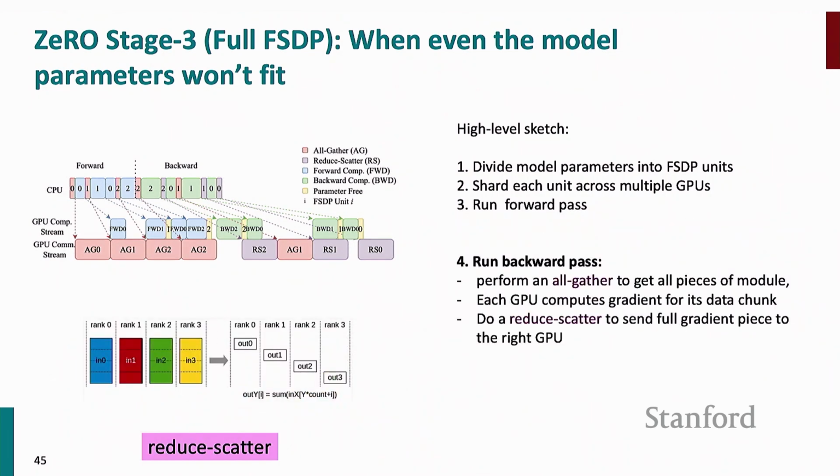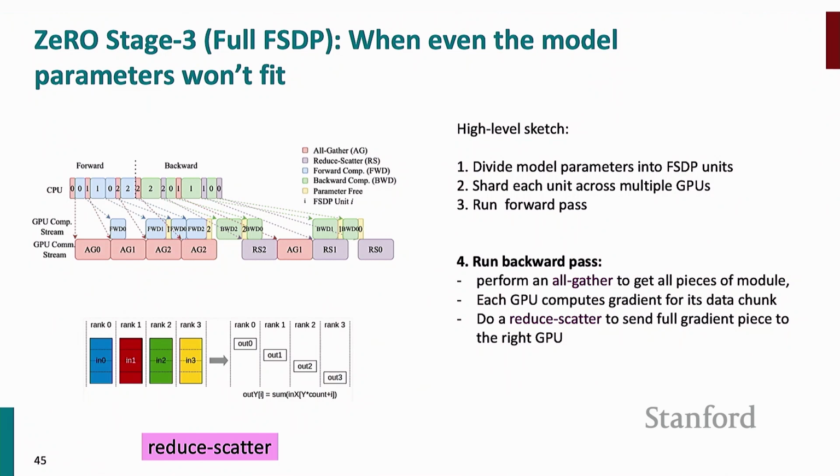And now you have to run your backward pass, right? So you computed your loss, and now you have to do a backward pass. Again, let's say you're back at layer 4, you have your upstream gradient, you don't have layer 4, so you need to do another all gather, so you get all the parameters of layer 4. And then you run a backward pass for layer 4, so you compute the gradient for your subset of parameters.